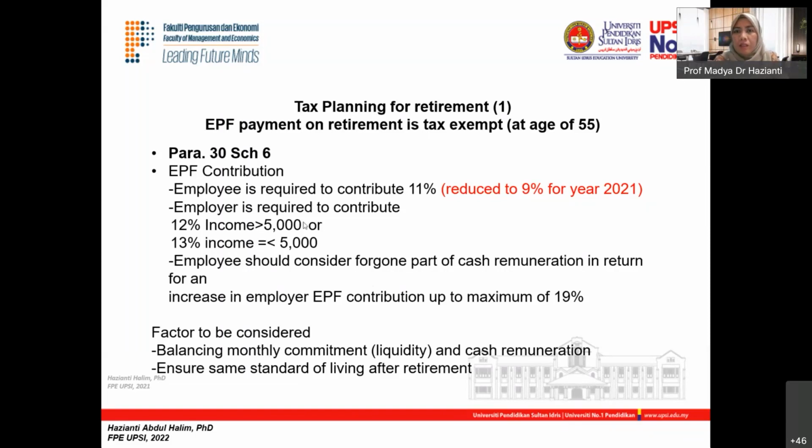Right, so for retirement especially, employees should consider forgoing part of cash remuneration in return for an increase in employer EPF contribution up to a maximum of 19%. So in this case, you get allowance or the different types of allowance in the form of cash, and you can actually negotiate with the employer. Kita tak nak yang tu, but you want increase in employer's EPF contribution pun boleh.